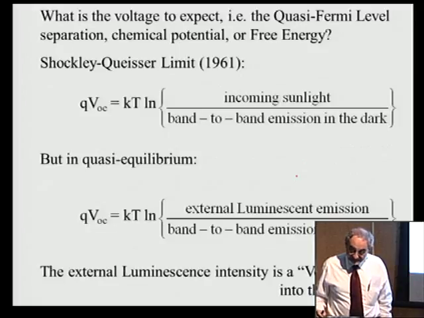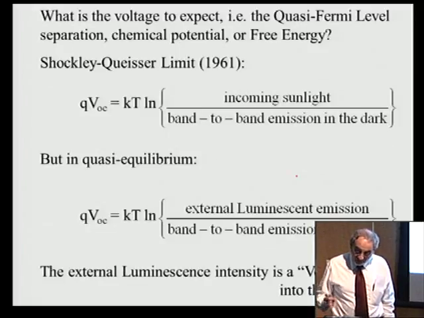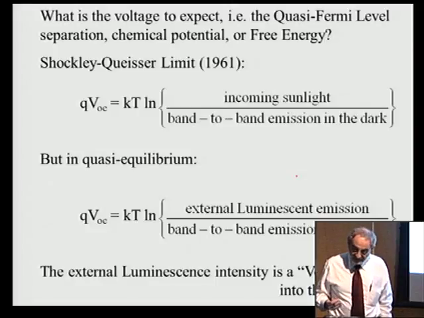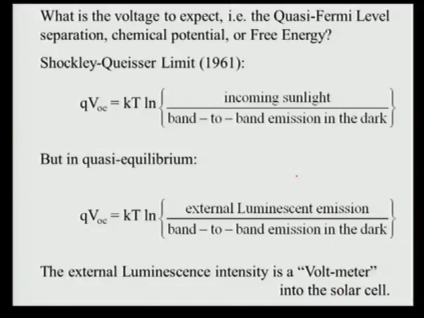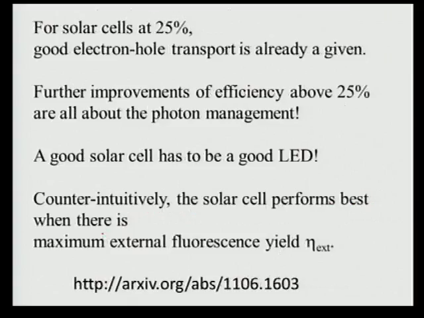And one way to think of it, and my preferred way of thinking of it, is: why do you need luminescence? If you look at this formula that I showed you before, this was measuring the excited state population. The external luminescent emission was measuring the excited state population. The excited state population through the Boltzmann factor gave you the voltage. So the external luminescence, in my viewpoint, is actually a voltmeter into the cell. And therefore, why should you have good luminescence? Because it's tautological. It's the same as saying you want a high voltage.